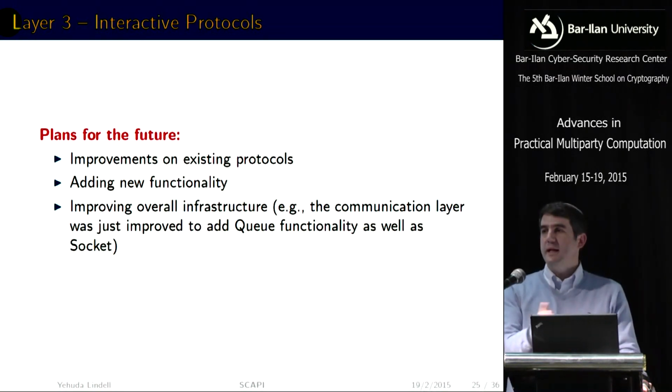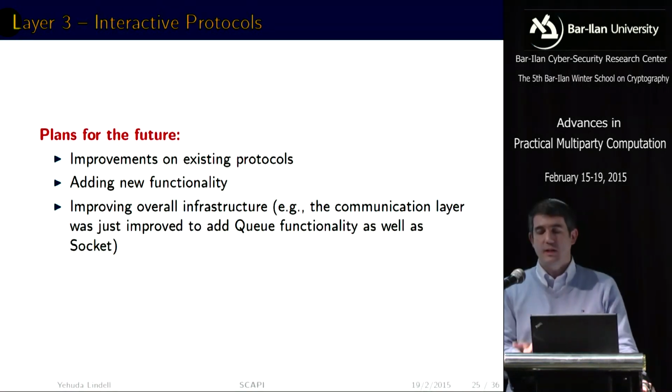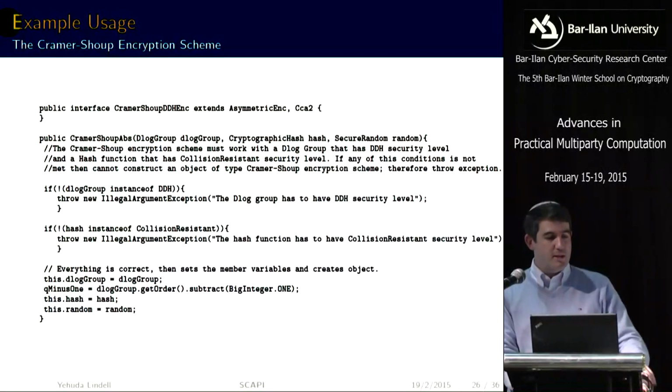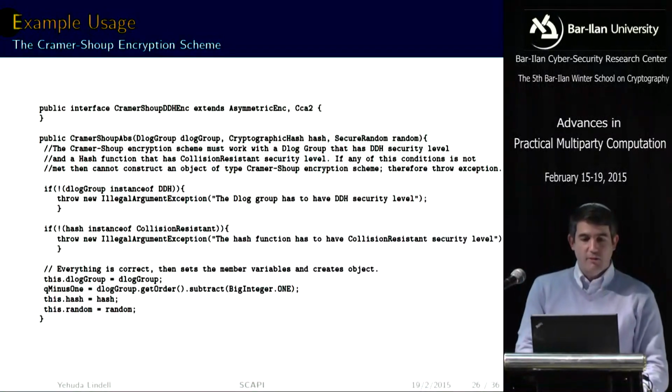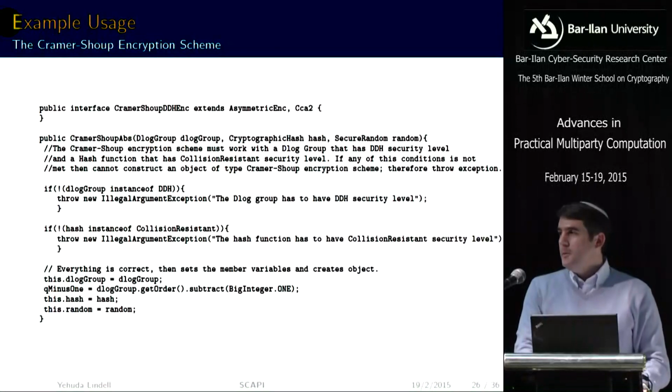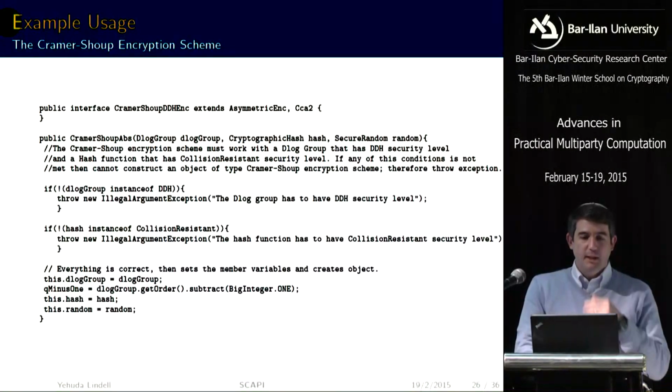All of this, you can also automatically add SSL into if you want authenticated channels, which you probably want. So here's an example. With the time that I have left, I'll try and give you a couple of examples of how something would work. So this is how Cramer-Shoup looks.